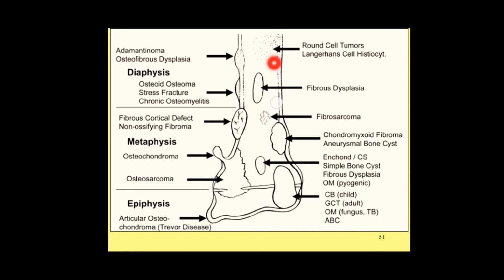Coming to the diaphysis, round cell tumors, fibrous dysplasia, adamantinoma, osteoid osteoma, stress fracture and chronic osteomyelitis can arise from the diaphysis. From the center of the diaphysis, fibrous dysplasia can arise. Again from the central part of the metaphysis, enchondroma, simple bone cyst, fibrous dysplasia can arise. Fibrosarcoma can also arise from the intramedullary area. So this completes our topic on bone tumors and bone tumor-like lesions.